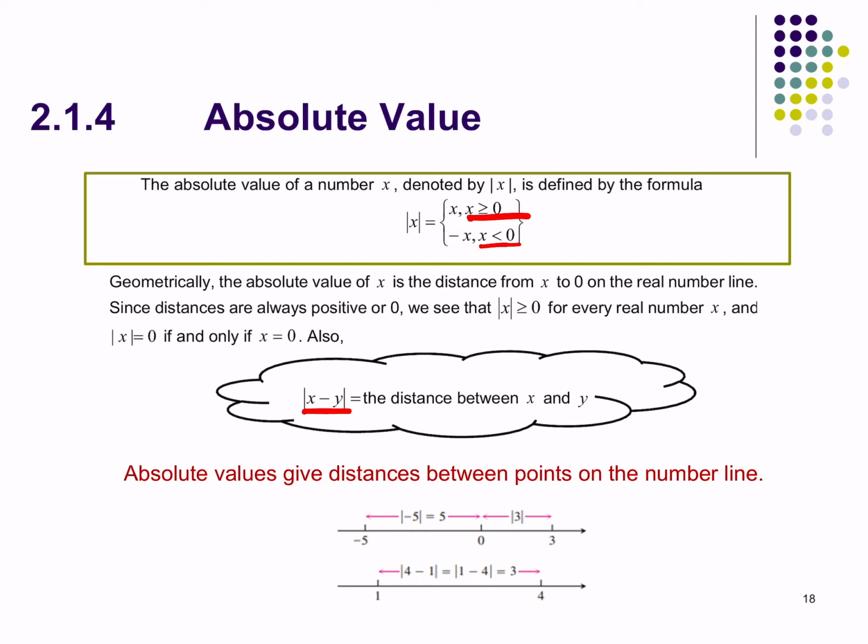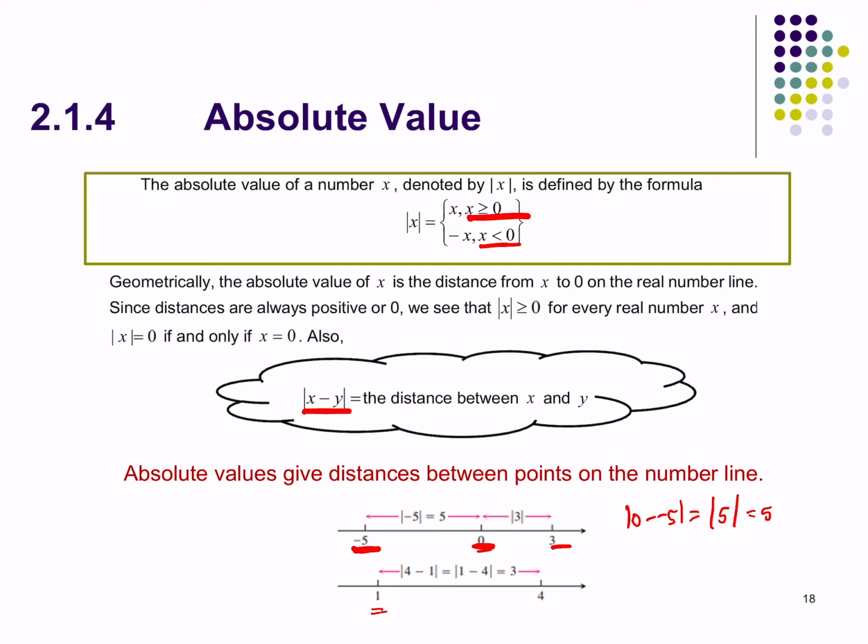Like for example, here you have minus 5 to 0, and from 0 to 3. You can see that if you subtract minus 5 from 0, you will have the absolute value of 5, which is 5, which means that the distance between 0 and minus 5 is 5 points. And also the distance between 0 and 3 is 3 points as well.